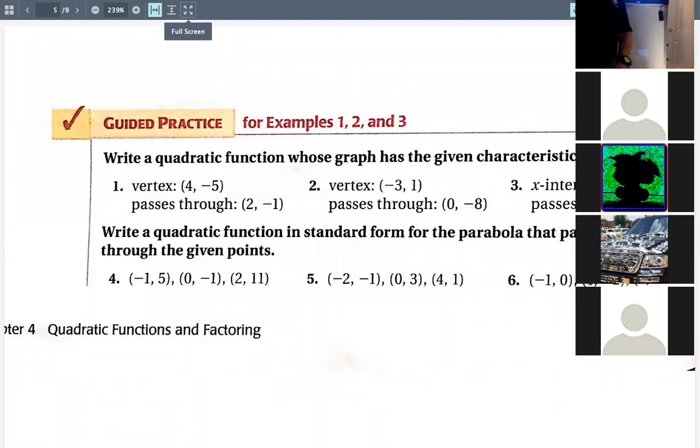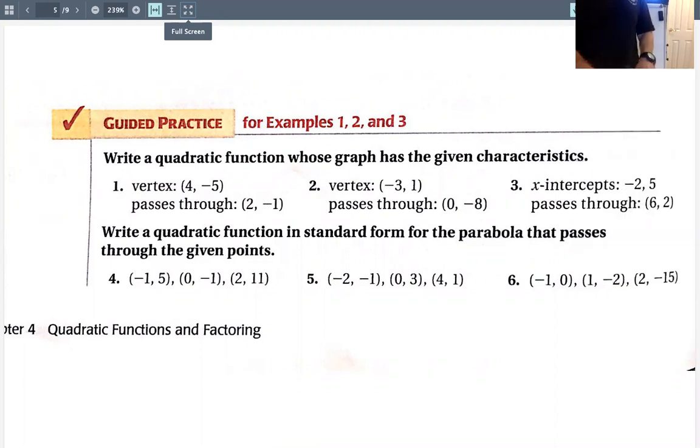Why don't you all practice on number 1 we didn't do. Go ahead and do number 1 and number 5. 1 and 5.